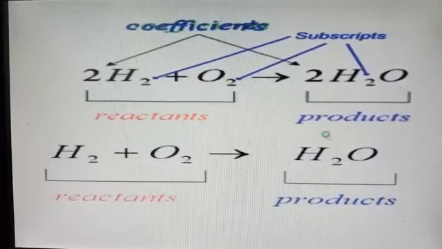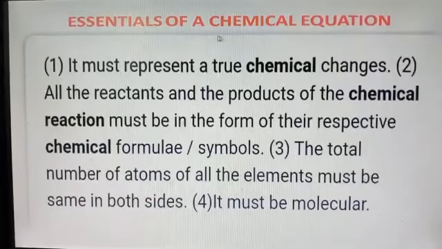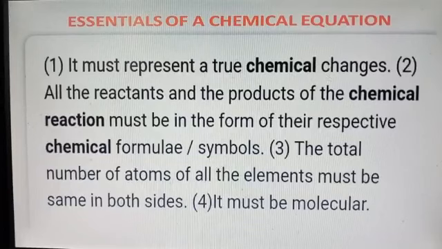So what are the essentials of writing a chemical equation? What are the things required when we write a chemical equation? Number 1, it must represent a true chemical change. Whenever you are writing a chemical equation, it is the representation of a chemical reaction, so it must represent a true chemical reaction.